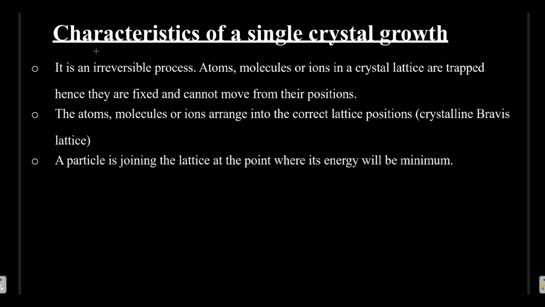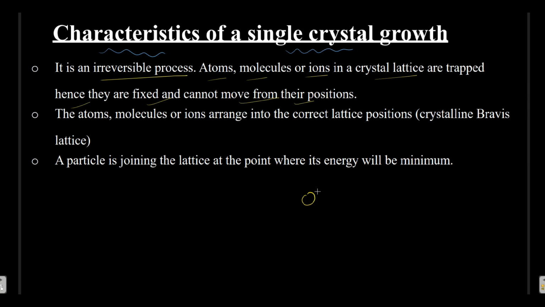Now we need to understand the characteristics of single crystal growth. So what are the characteristics? I'm going to explain 7 or 8 characteristics over here. Let's understand what they are. So the first one is, it is an irreversible process. That means the crystals once formed cannot be reversed back to their original constituents. Atoms, molecules, or ions in a crystal lattice are trapped, hence they are fixed and cannot move from their position.